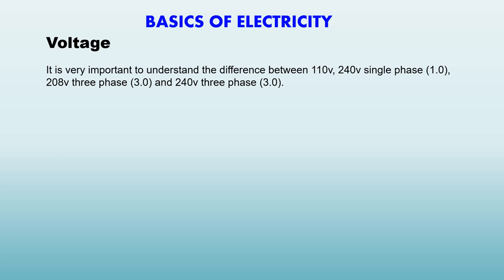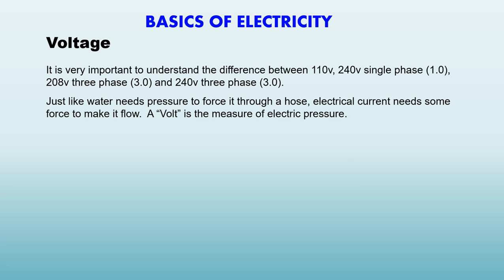The first component of understanding electricity is going to be voltage. It is important to understand the differences between 110 to 240 volts single phase, 208 three-phase, and 240 volts three-phase. Just like water needs pressure to force it through a hose, electrical current needs some force to make it flow. A volt is the measure of electric pressure.